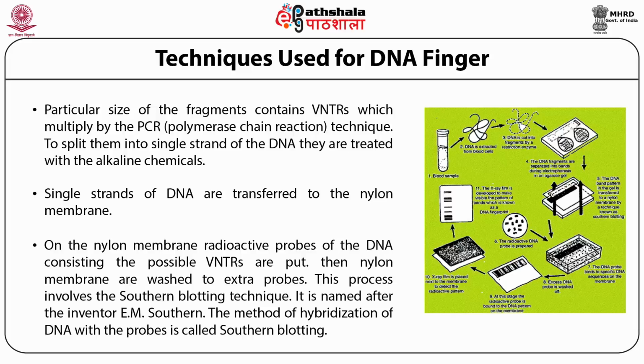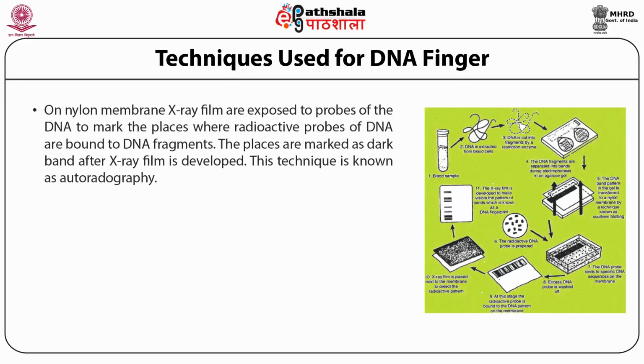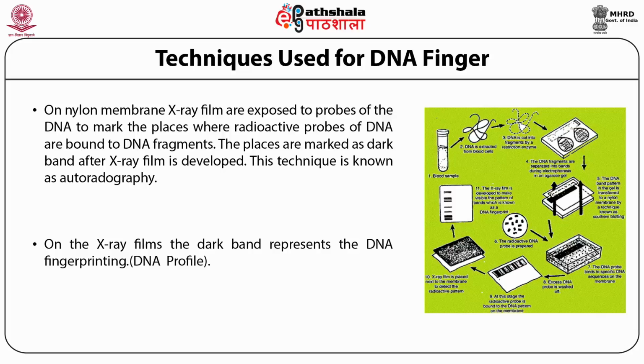This process involves the Southern blotting technique. It is named after the inventor E.M. Southern. The method of hybridization of DNA with the probes is called Southern blotting. On the nylon membrane, X-ray film is exposed to probes of the DNA to mark the places where radioactive probes of DNA are bound to DNA fragments. The places are marked as dark bands after the X-ray film is developed. This technique is known as autoradiography. On the X-ray films, the dark bands represent the DNA fingerprint or DNA profile.